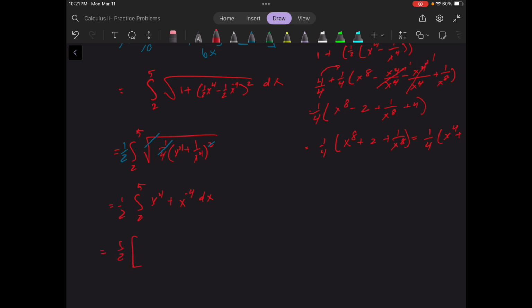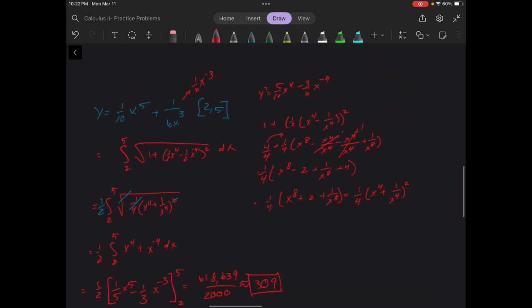So 1/2, integrate x to the 4 and get 1/5 x to the 5th. Integrate x to the negative 4 and get x to the negative 3, with the negative 1/3 out front. Evaluate that at 5 and 2. So I'm going to skip all of that ugly math that you could just plug into your calculator, and we get this number, 618,639 over 2,000, right? That would take 10 minutes to do by hand. And we can just approximate that answer to be about 309 units, right? That would be the arc length of this function from 2 to 5.